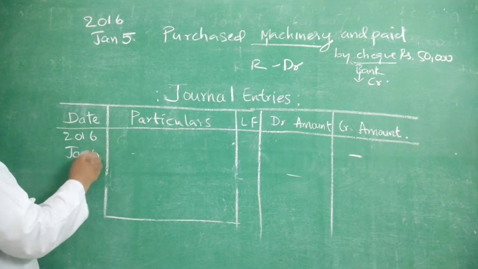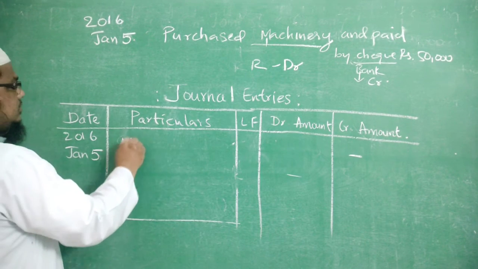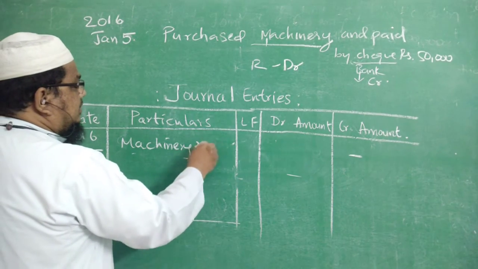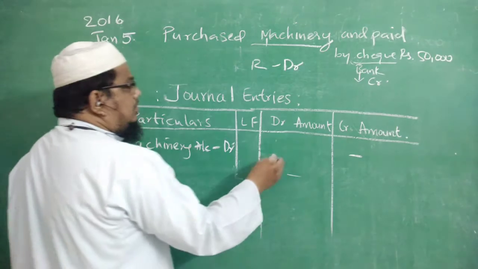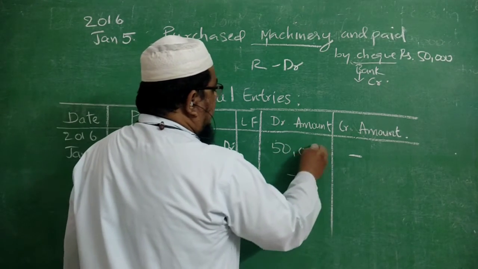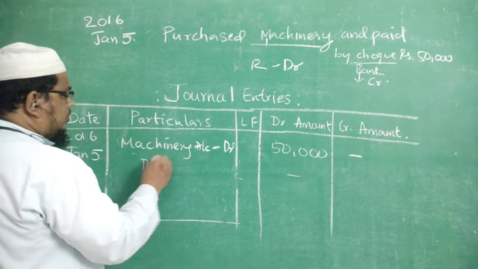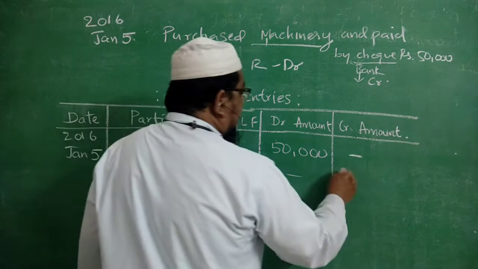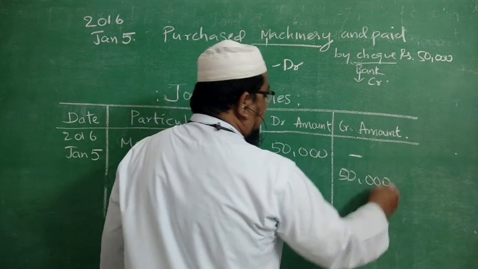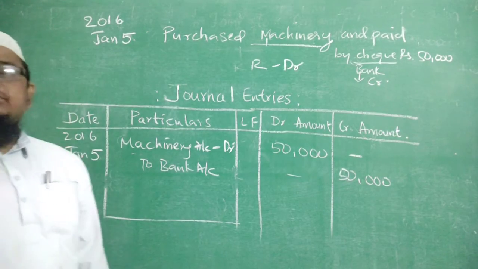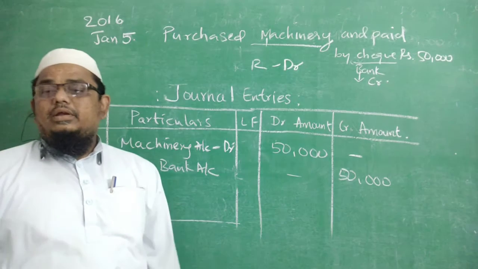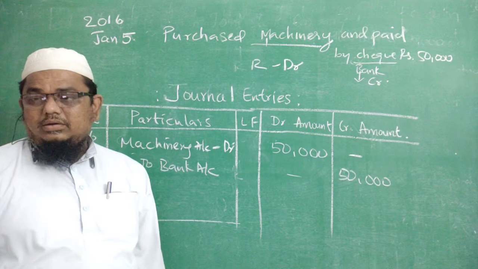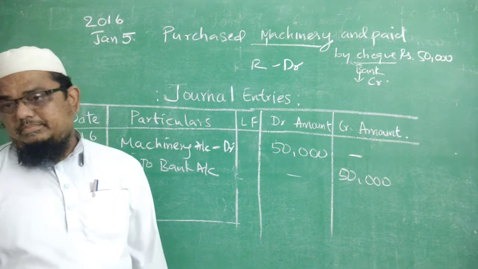So January 5th, machinery account debit 50,000 to bank account 50,000. Okay. Sometimes the name of the bank will be given: SBI, Axis Bank, Bank of Baroda. So we have to write the bank name.